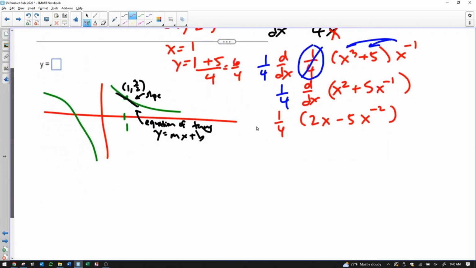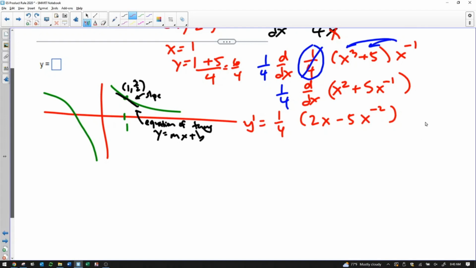Okay, but guys, the slope cannot have x's in it. The slope, so this is y prime, must be a number. How do I change this to a number? Plug in what? 1 for what? x. Everywhere there's an x, plug in 1.